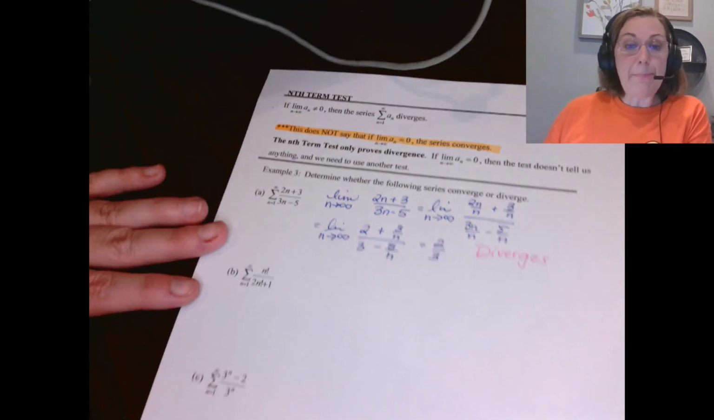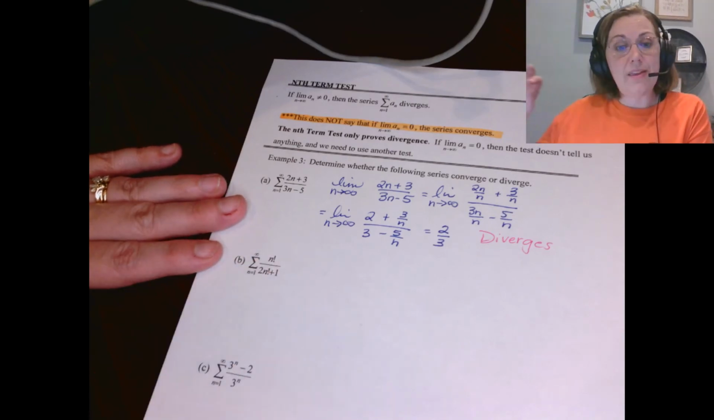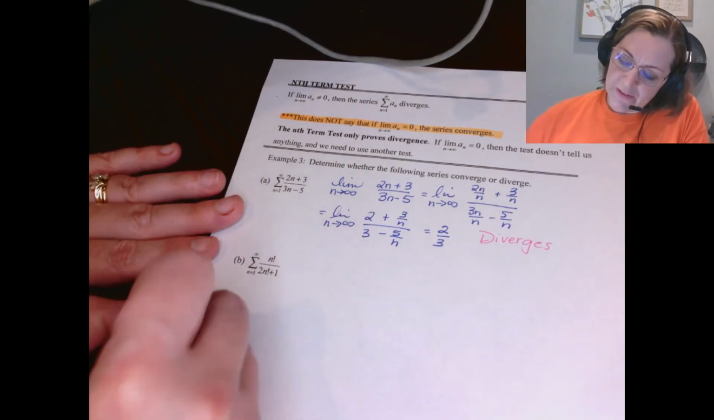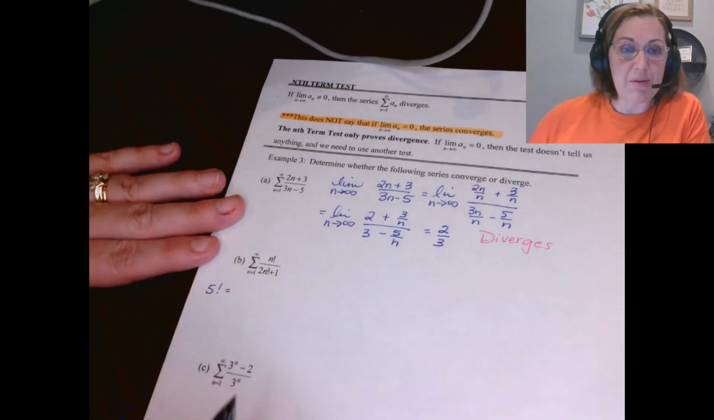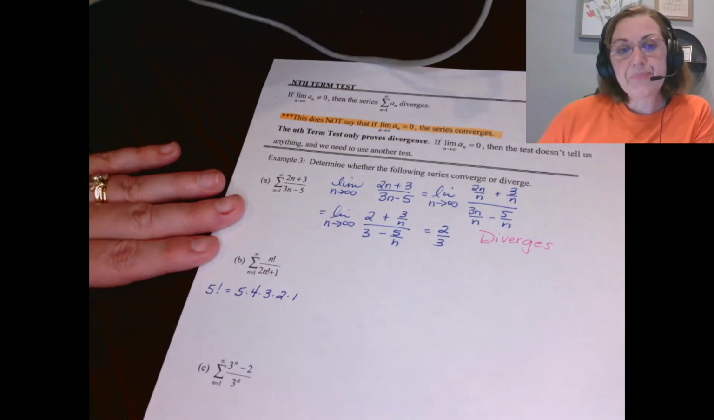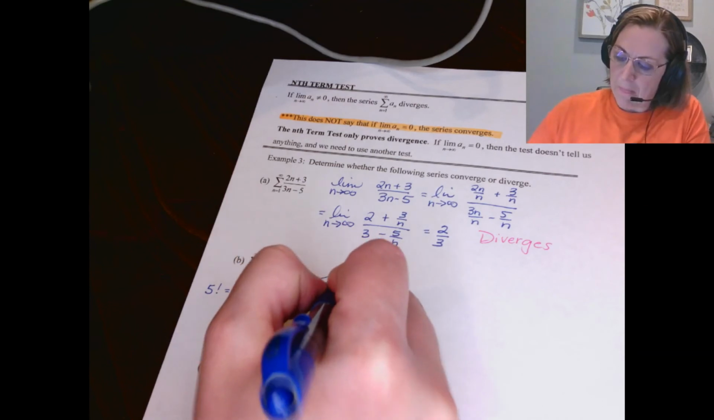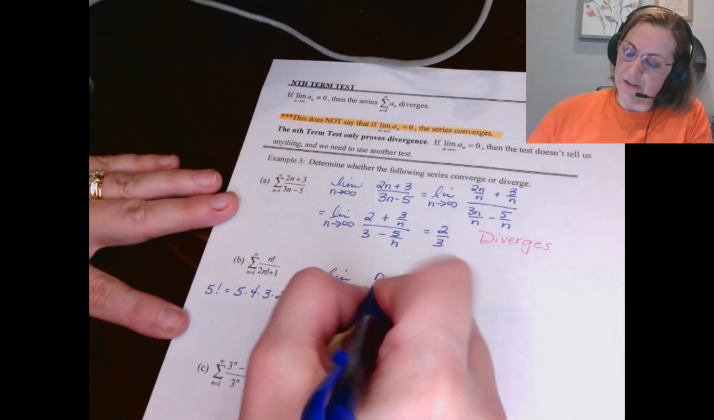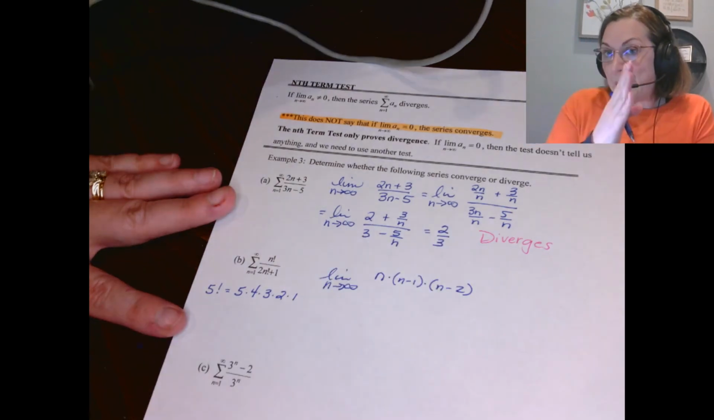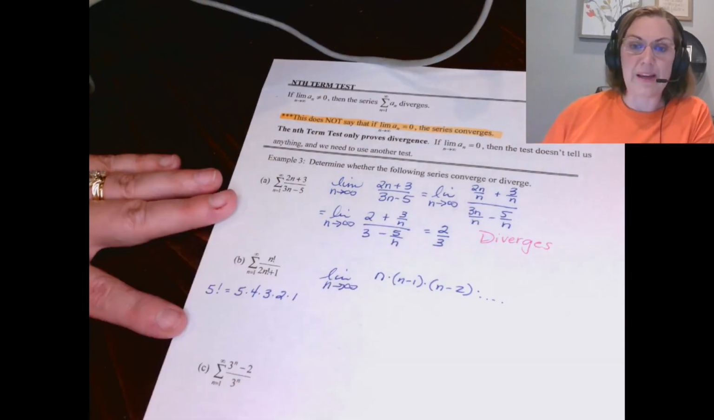Now, let's look at B. This is a very common notation with series, so let me explain what that means. That's a factorial. So for instance, if I had 5 factorial, this is what that would mean: 5 times 4 times 3 times 2 times 1. So when we have n factorial, let me show you how we have to deal with that. n factorial is n times n minus 1 times n minus 2, right? It's the number times 1 less than the number times 2 less than the number, and you get the idea, right? It would keep going.